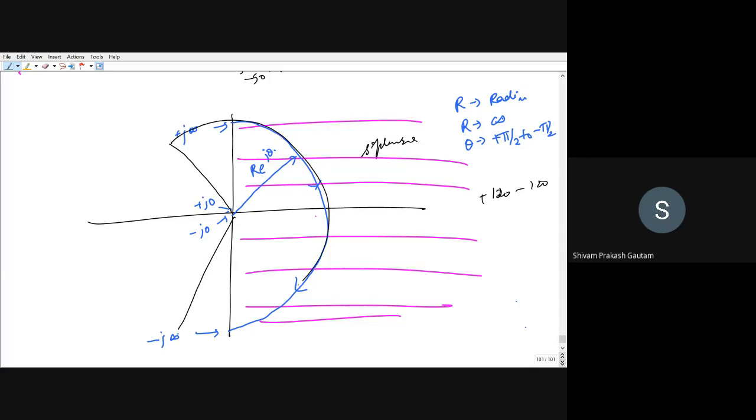Like this it will become. But it will also include some portion of the left hand side as well. But what is the definition of the Nyquist contour? It covers only the right hand side of the S plane. So how can you limit this radius? By putting the angle from plus 90 degree to minus 90 degree. Is it clear?